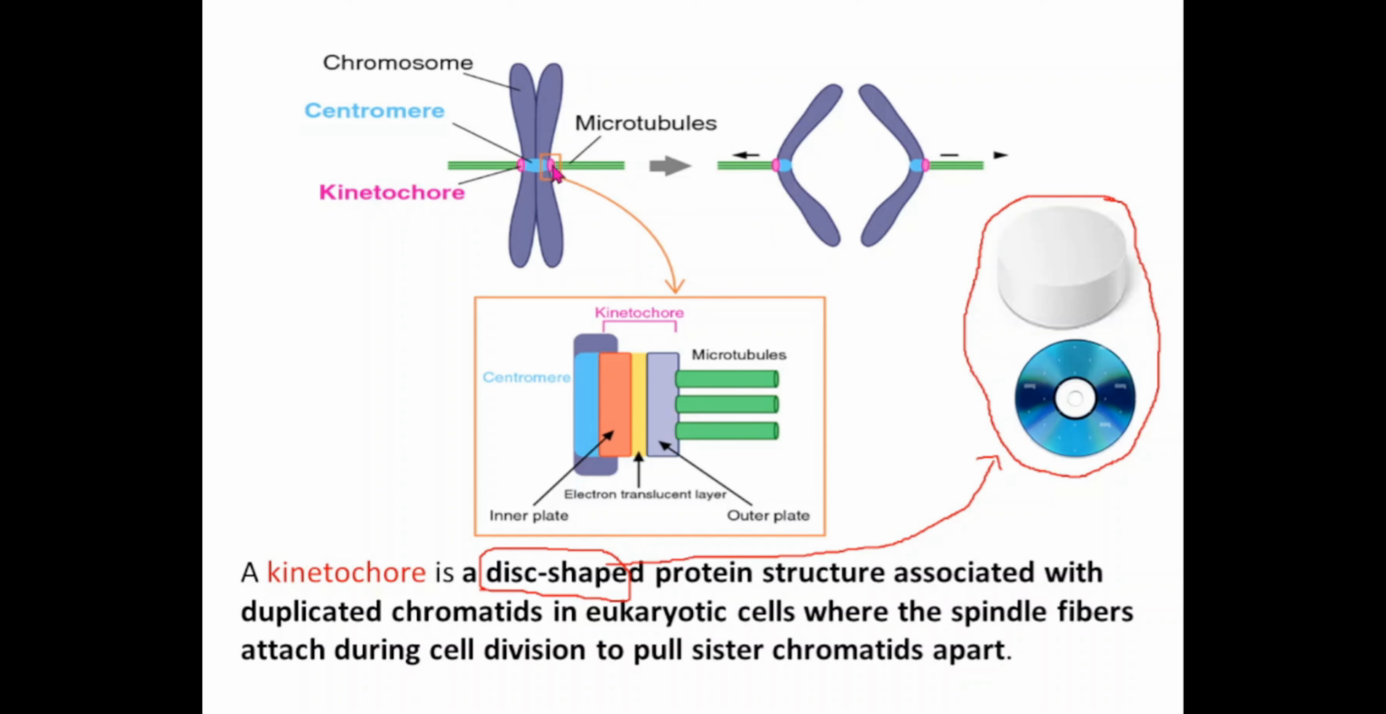The violet color is the kinetochore, which is found on the centromere of the chromosome, and then the fibers, these microtubules, will be attached on it and pull the sister chromatids during cell division. So this fiber will pull to this side, and this fiber will pull this chromatid to this side. Then it will separate the sister chromatids.